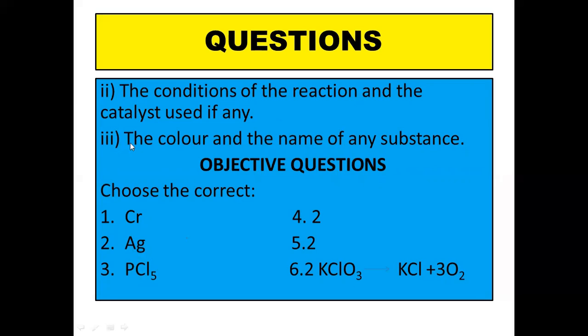Or if we are using any catalyst for the reaction, what is a catalyst? A catalyst is a substance which speeds up the rate of reaction, but itself remains unchanged, right? So if you mention those conditions, it conveys more information in your chemical equation. Then we can even mention the color and the name of any substance, either the reactants or the products, to convey more information in our chemical equation.